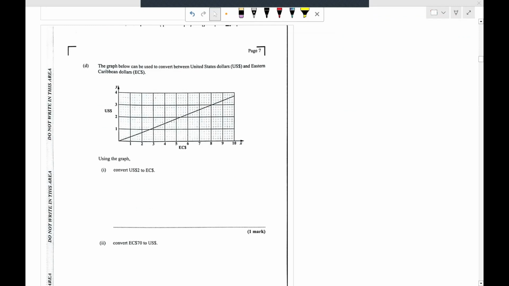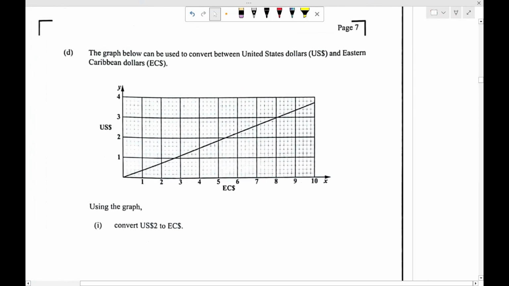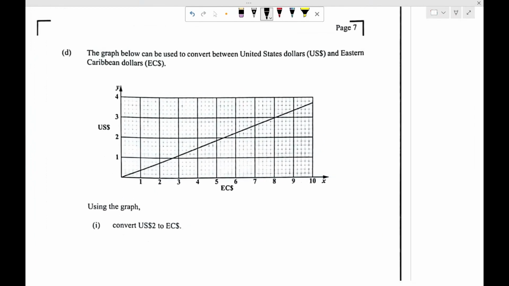So now we have a graph. It's used to convert between US and EC dollars. Using the graph, convert $2 US to EC. So we're going on the graph and looking for where $2 US lies. Let me zoom in so it's a bit clearer. This is where 2 US lies. Let me change the color so it can be seen a little more, and we're going to see where exactly that touches the graph.